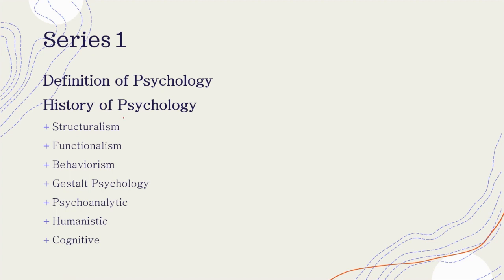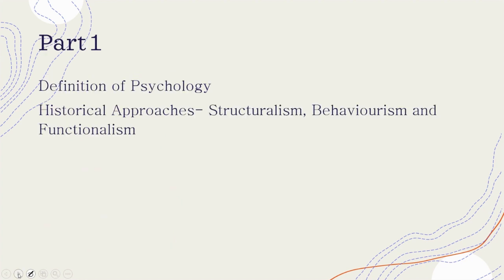And then we'll look into various historical perspectives of psychology like structuralism, functionalism, behaviorism, gestalt psychology, psychoanalytic, humanistic, and cognitive. So, in part 1, we have the definition and these three approaches. Otherwise, if we include all the approaches here, the video would become really long.